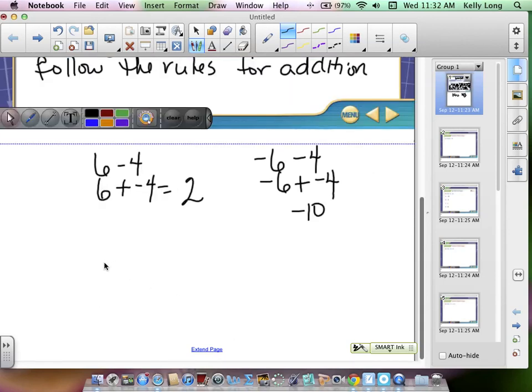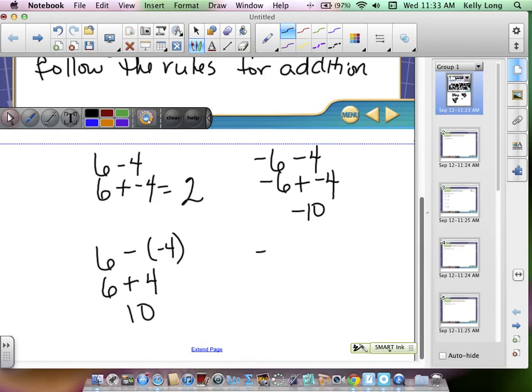Okay, what if I had positive 6 minus a negative 4? Okay, and I just put that negative 4 in parentheses only so you don't get your minus sign and your negative sign confused. But again, that's just going to be what? 6 plus, change the sign of my second number. Since it's a negative, I'm going to change it to a positive, and 6 plus 4 is just 10.